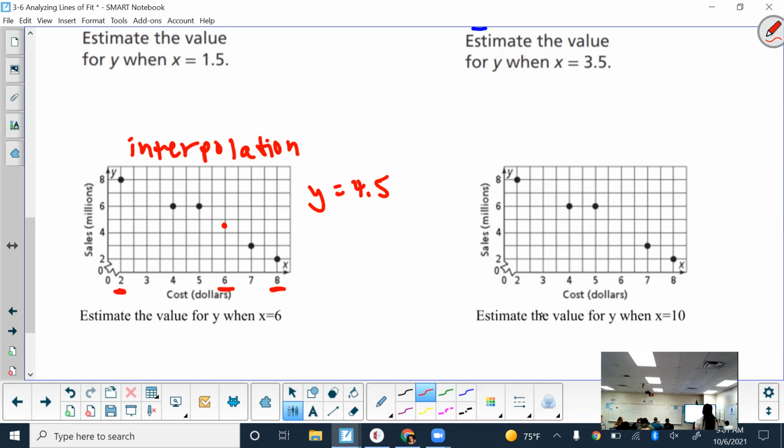Now for when x is 10, would that be interpolation or extrapolation? Why extrapolation? Good. Range goes from 2 to 8. So 10 is outside that range. And if you estimated it, what did you say? Which would be like 0 or like maybe even negative if they have negatives. Questions?